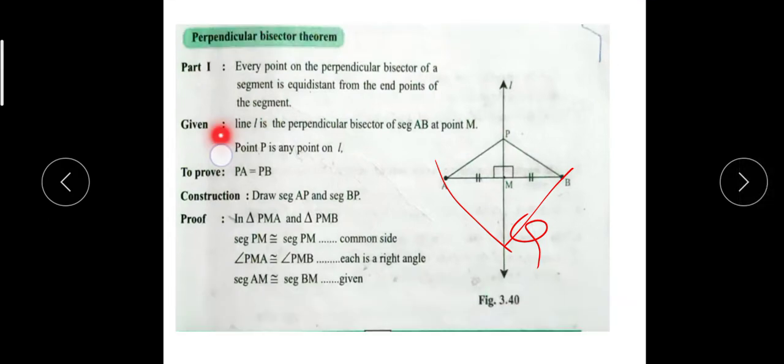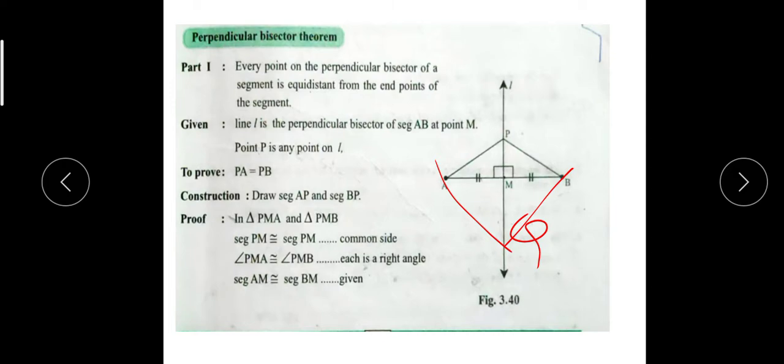Okay, now see, line L is a perpendicular bisector of segment AB, which is intersecting at point M. P is any point on line L. Okay, this is given. What to prove? We have to prove that PA is equal to PB. Now draw lines AP and BP. We have to just join these points. Now in triangle PMA and triangle PMB, angle PMA is equal to angle PMB, 90 degrees. PM is equal to PM, common, and AM is equal to BM, that is given.